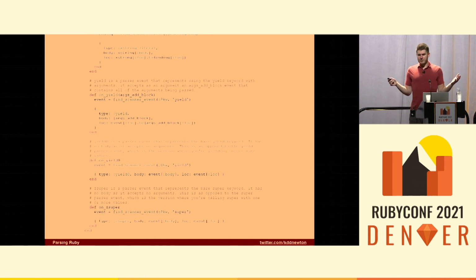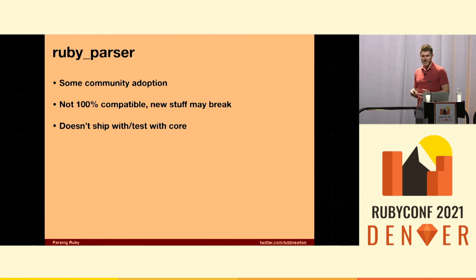If you want to build a syntax tree, what are your options? To this day, Ryan is still maintaining Ruby Parser. This is an option for you. It has some community adoption. It's not 100% compatible, though he did just bring it up to Ruby 3.0. New stuff may break because it's not shipped with core.